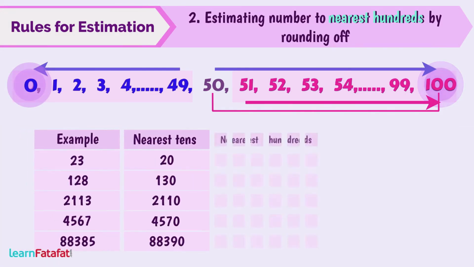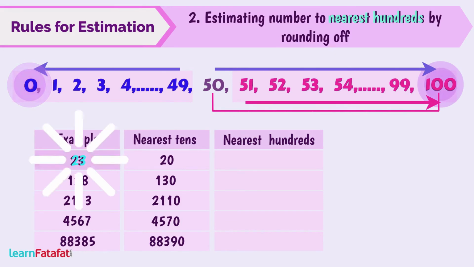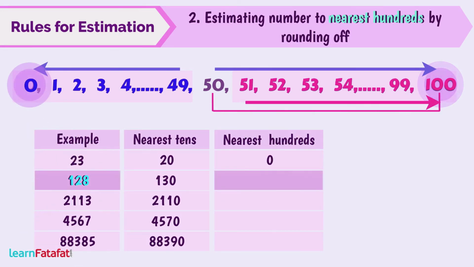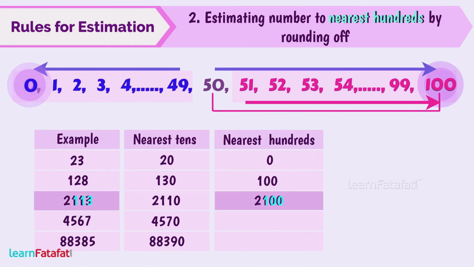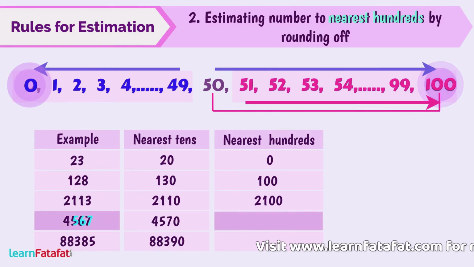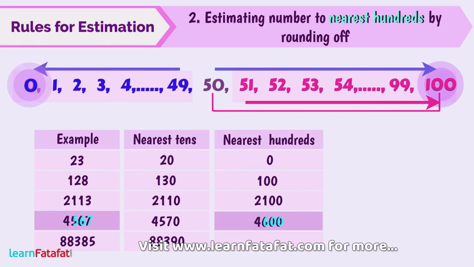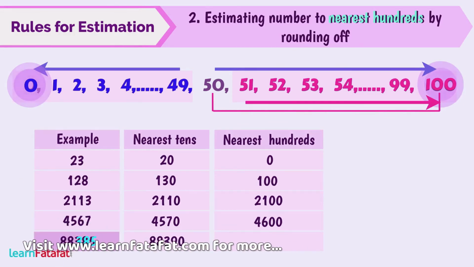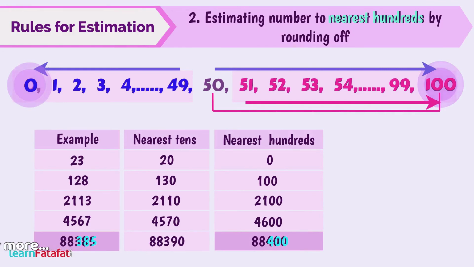Examples, estimate numbers to the nearest hundreds. 23 can be rounded off to 0. 128 can be rounded off to 100. 2113 can be rounded off to 2100. 4567 can be rounded off to 4600. 88,385 can be rounded off to 88,400.